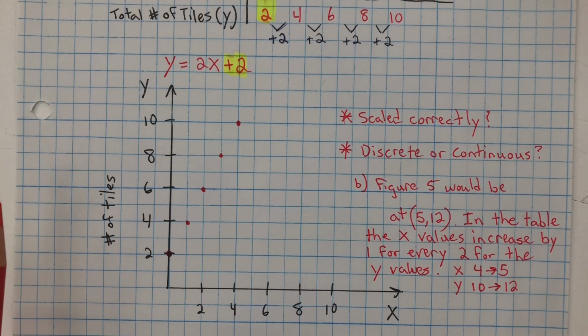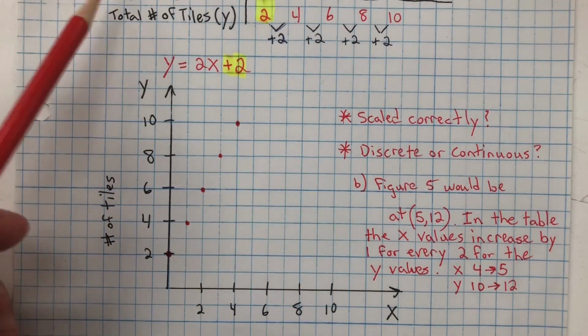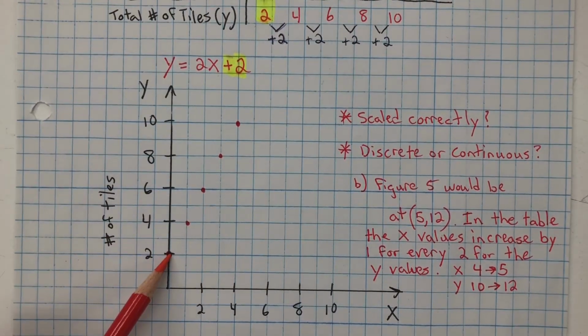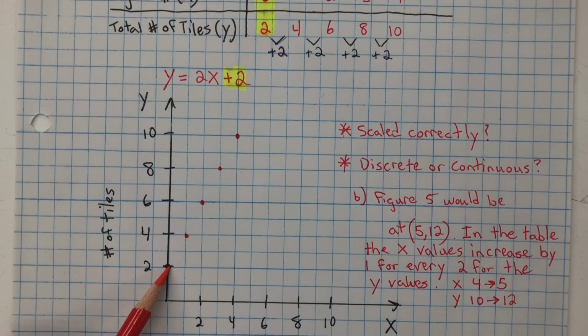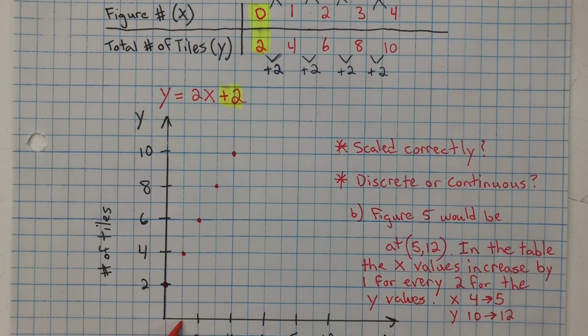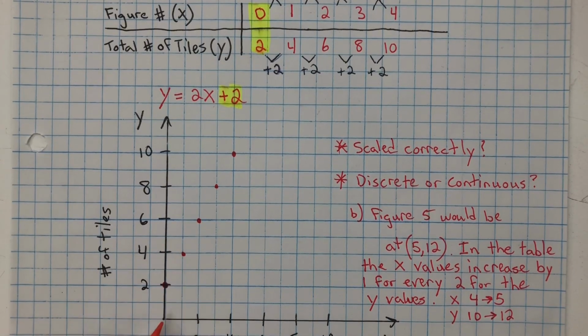Next, I graphed the table, and I plotted the points. 0 on the x, 2 on the y. For figure 1, 4 tiles, 2, 6 tiles.